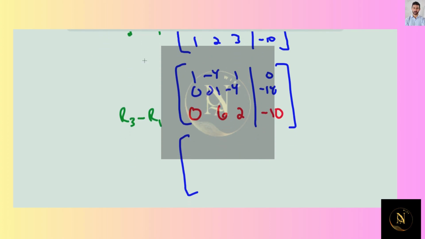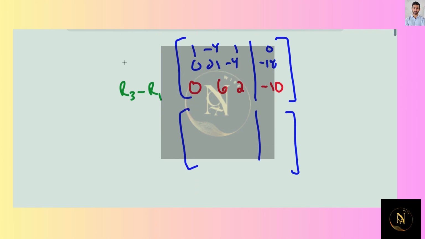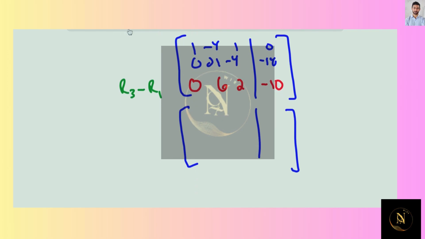Next up, we can take a 21st of row 2, or just divide it all by 21 so that we get a 1 in row 2. So it'd be 0, 1, negative 4 over 21, and negative 18 over 21, which is negative 6/7, where rows 1 and 3 will remain the same.